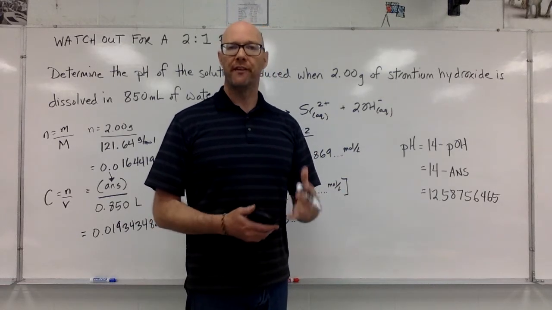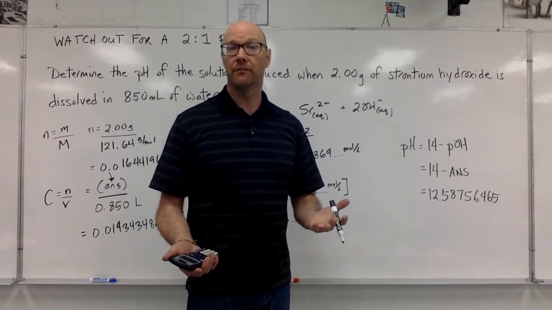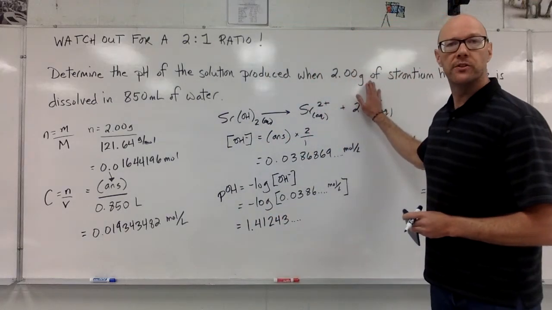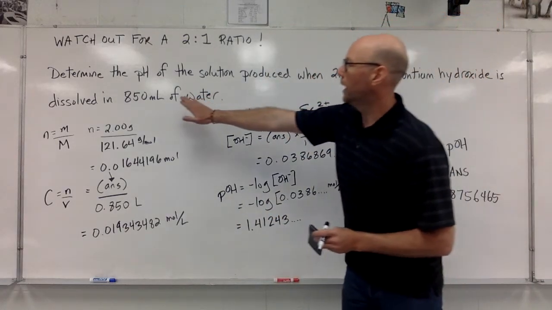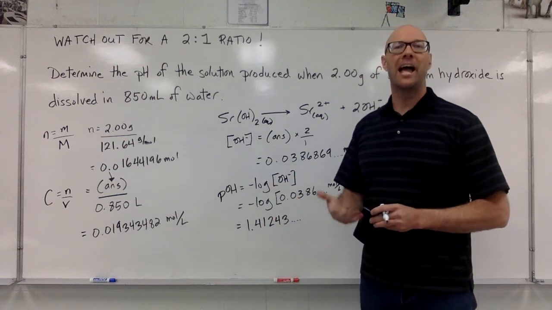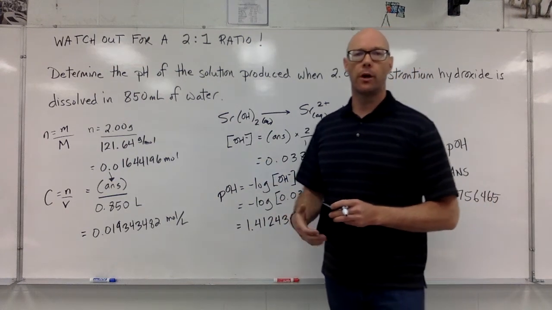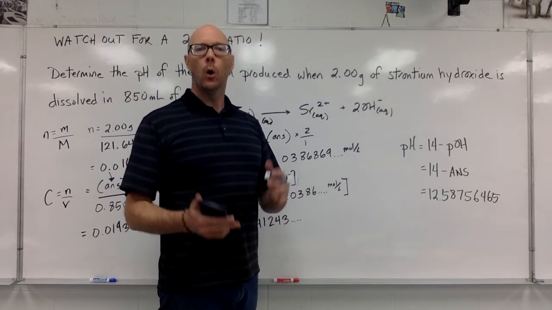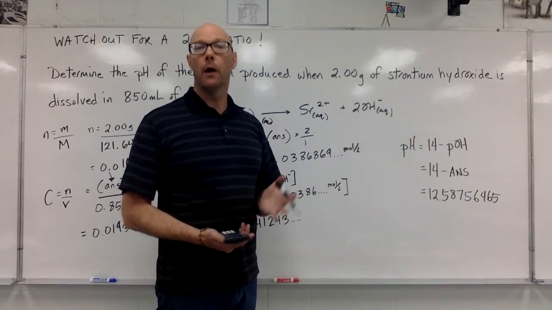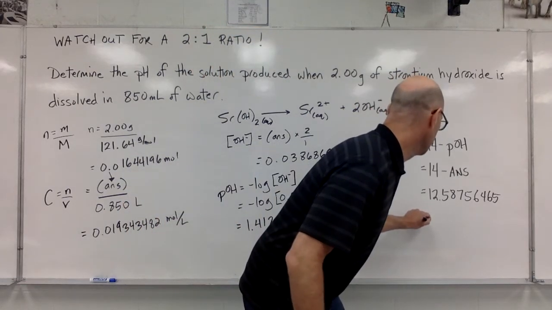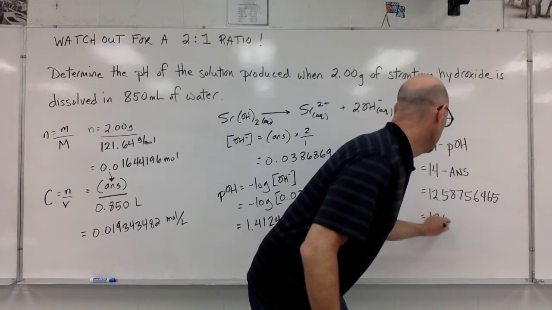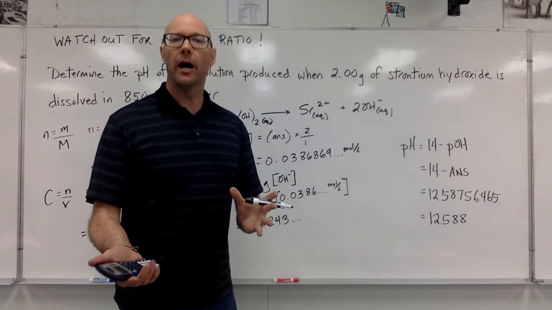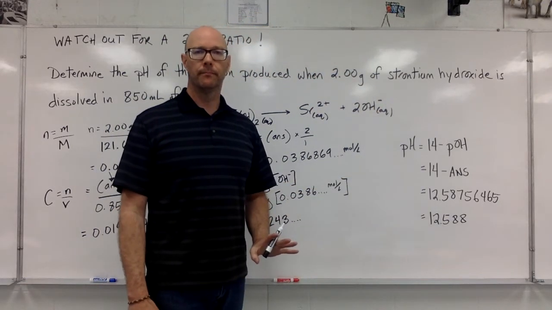We need to go back to the values in the question and think about the significant digits. We have two numbers in the question. We have the mass at 2.00 grams, and we have the volume, 850 milliliters. Each of those numbers has three significant digits. So we want our final answer to likewise have three significant digits. It's the pH, so only the decimal places are significant, so we want 3, which is 12.588. Finally, the pH does not have units, so we made it to our answer.